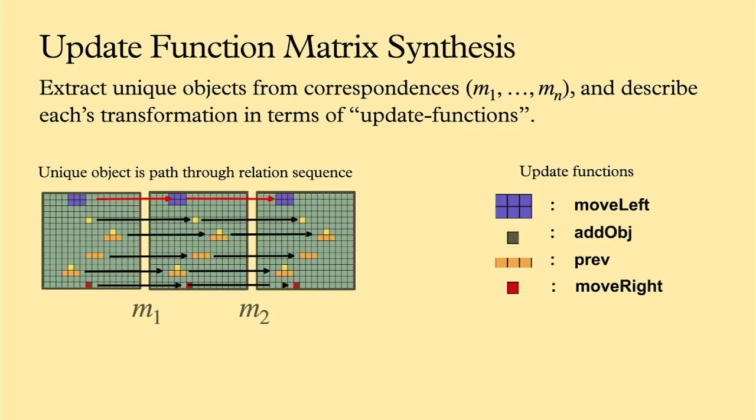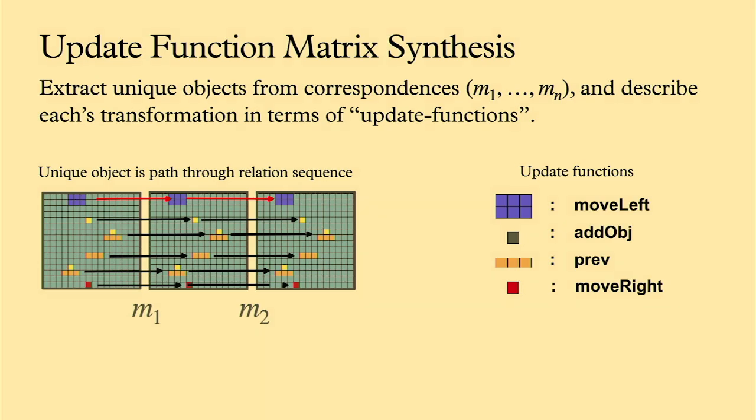So the first step of this section is what we call update function synthesis. As I said before, we've got these correspondence relations describing objects evolving over time. But then we can also think about a unique object, which is an object that is essentially preserved through the entire course of the data. In this image, that corresponds to this red arrow. Every path through this trajectory corresponds to a unique object, and so here we've got essentially 5 or 6 unique objects.